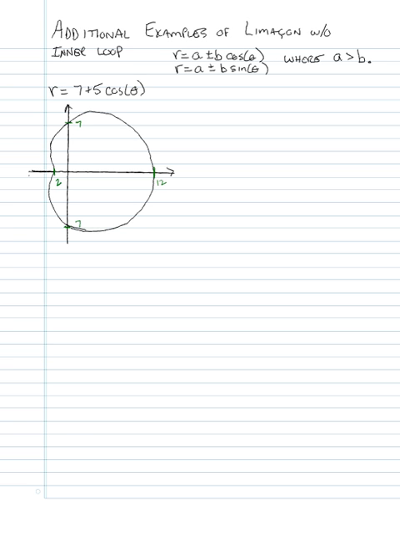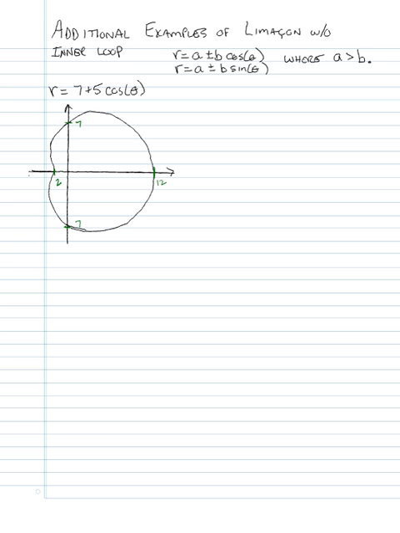Now, let me remind you again, as you see up here above, that the limacon without an inner loop is going to be r equal to a plus or minus b cosine theta, or r equal to a plus or minus b sine of theta.